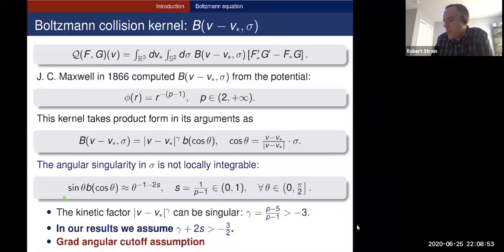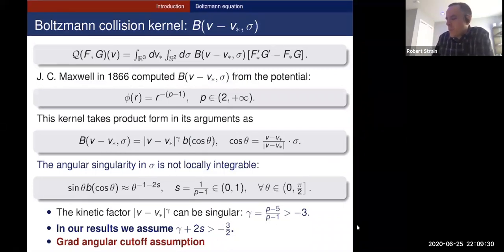But nonetheless, its behavior can be well understood. And its behavior is sine theta times b of cosine theta is equal to theta to the minus 1 minus 2s, where s is between 0 and 1. So s has a formula that's 1 over p minus 1, and theta can be taken between 0 and pi over 2. And the kinetic factor of |V - V*|^γ can also be singular. It has a formula in terms of the p's, and it's between 1 and minus 3, depending on the value of p.